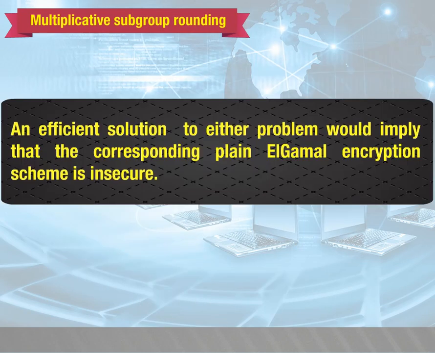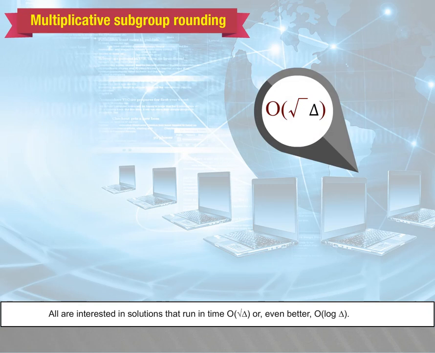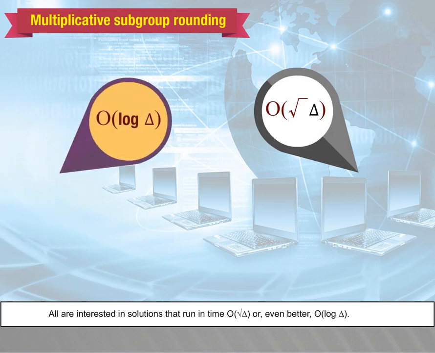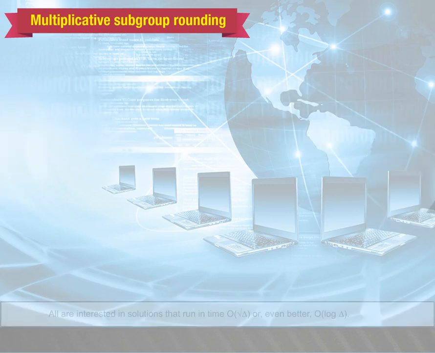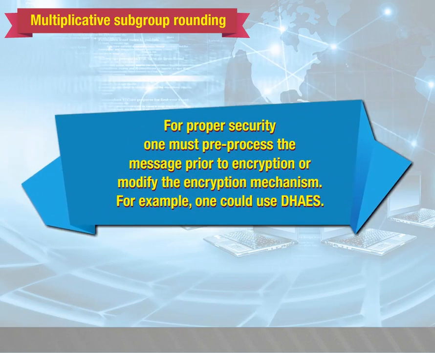An efficient solution to either problem would imply that the corresponding plain Elgamal encryption scheme is insecure. We are interested in solutions that run in time order of square root delta, or even better, order of log delta. The reason we refer to these schemes as plain Elgamal is that messages are encrypted as is. For proper security, one must pre-process the message prior to encryption or modify the encryption mechanism. For example, one could use DHAES.